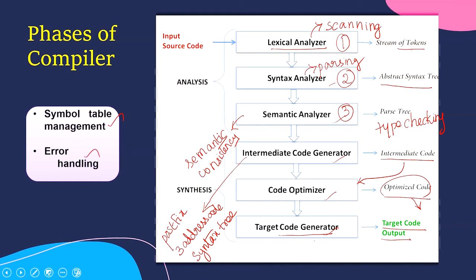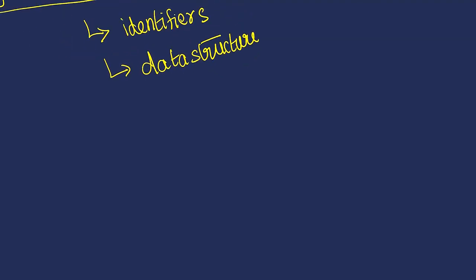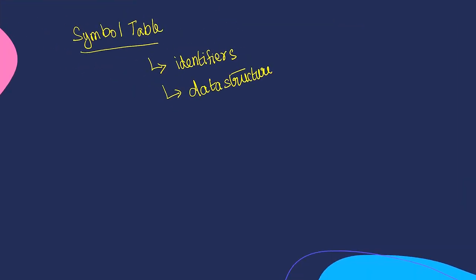Symbol table management. The symbol table is used to store all the information about identifiers used in the program. It is like a data structure containing a record for each identifier with fields for the attributes of the identifier. It allows finding the record for each identifier quickly and to store or retrieve data from that record. Whenever an identifier is detected in any of the phases, it is stored in the symbol table.